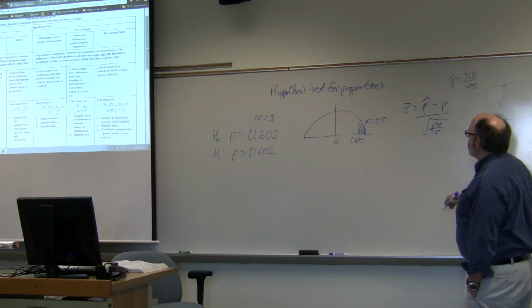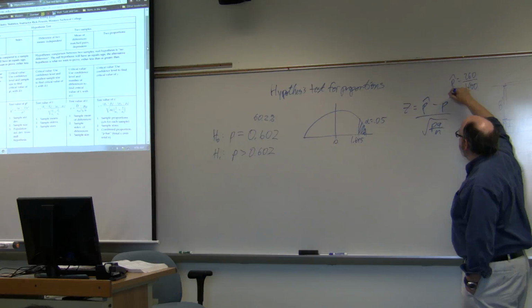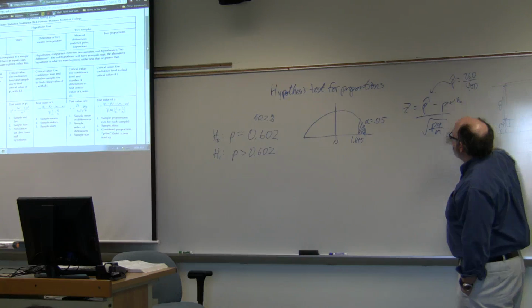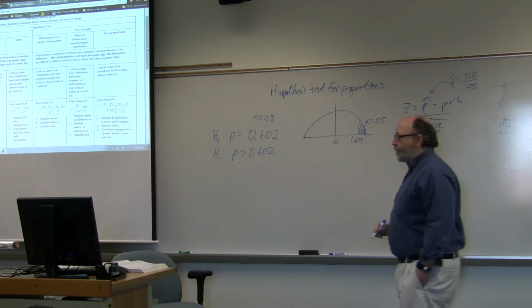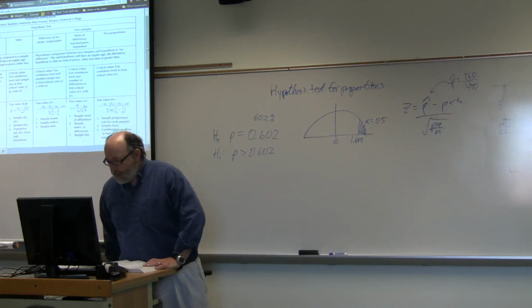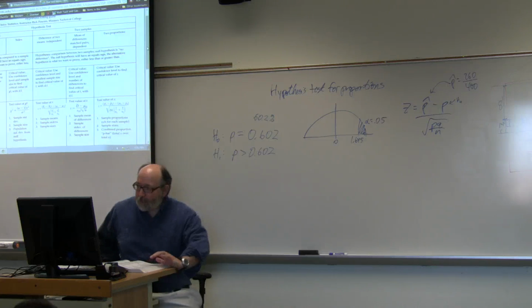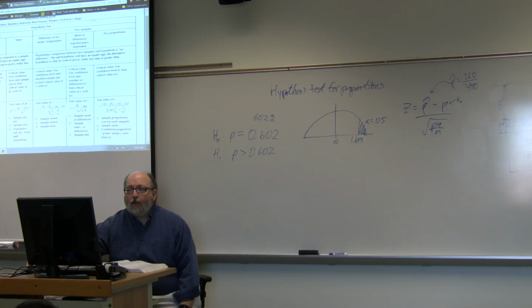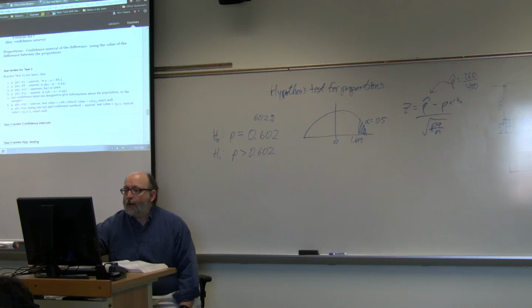0.602. Okay, 0.602. That comes from the null hypothesis. So P hat comes from the sample. P comes from the null hypothesis. Put all those in there. Crunch all those numbers. Q is 1 minus P. And we get a test statistic of 1.96.